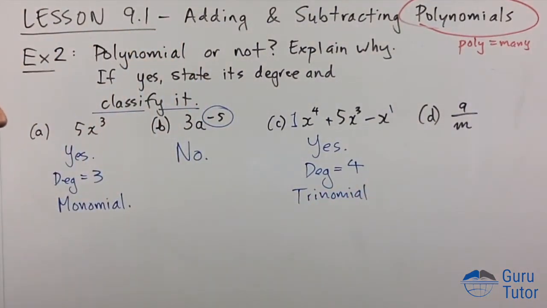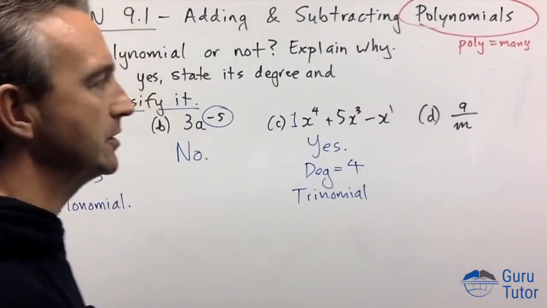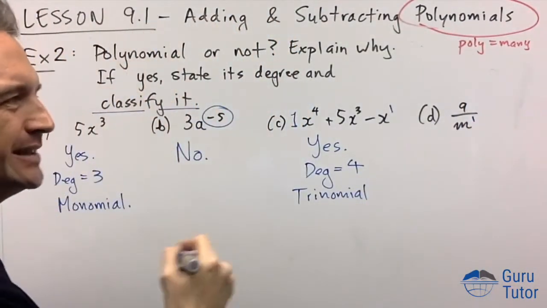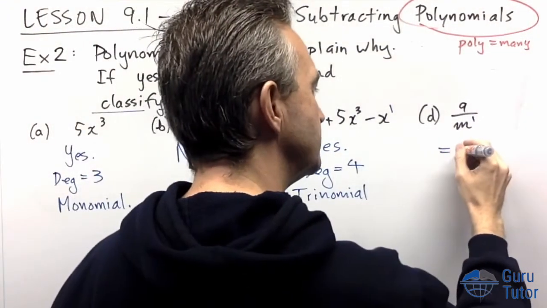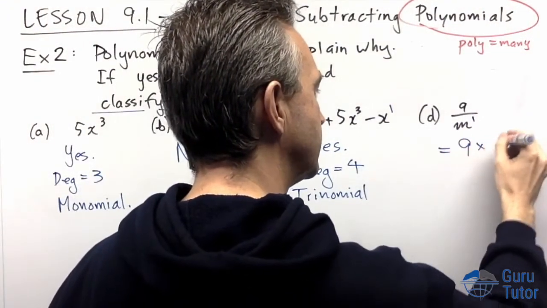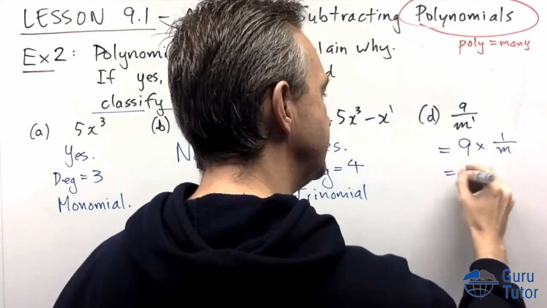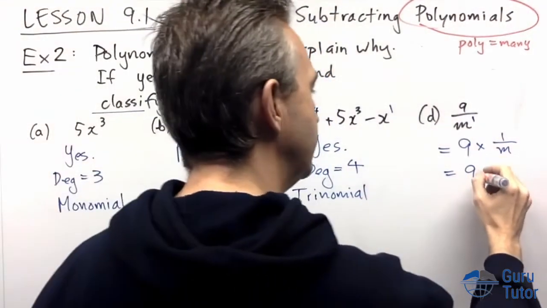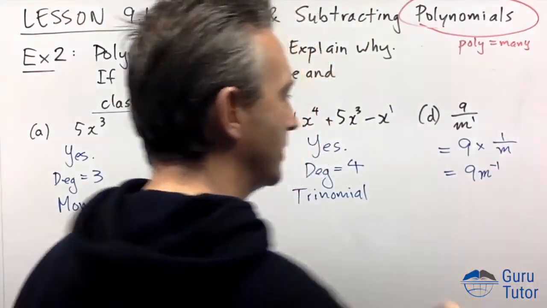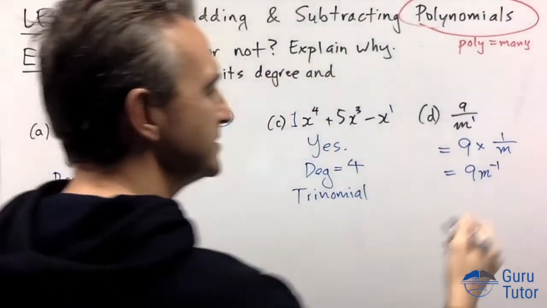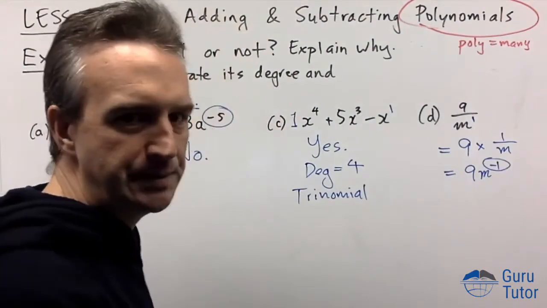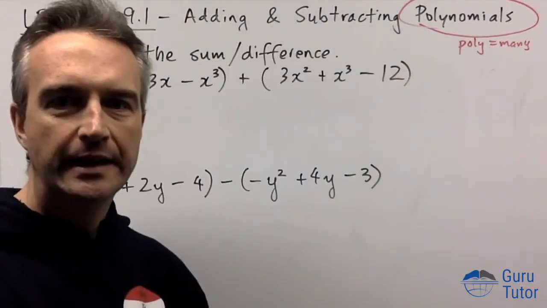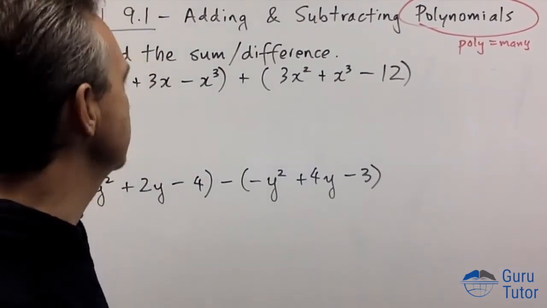And the last one, D, is that a polynomial or not? Well, we've got a positive exponent here, but no, it's not written in the standard form yet. In standard form, we always write it like this. This is going to be 9 times 1 over m. What's another way you can write that without a fraction? That would be 9m to the minus 1. Remember your exponent rules? So this actually has a negative exponent, which means it's not a polynomial. That's a no.